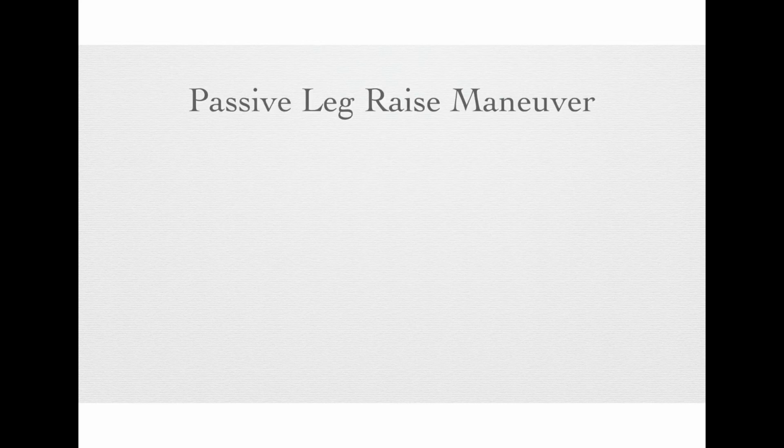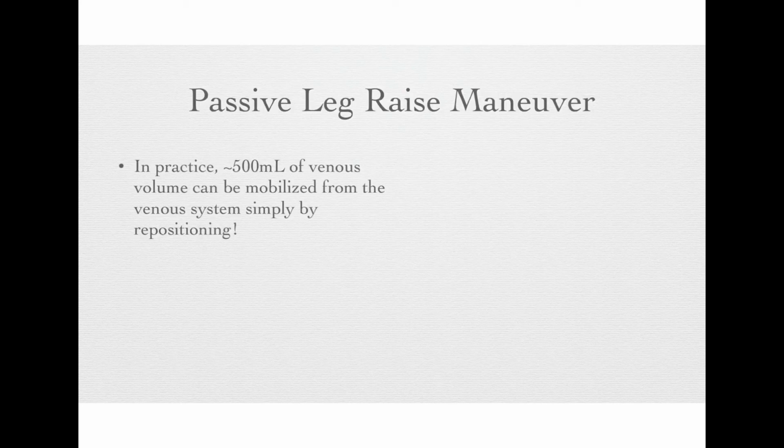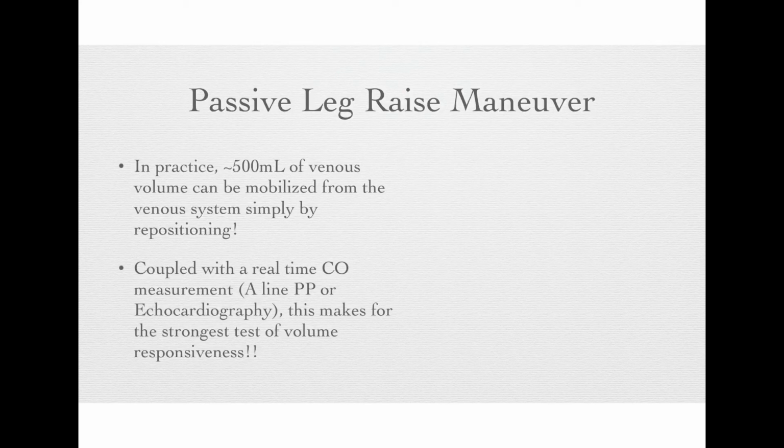Another useful bedside trick we can use to assess volume responsiveness is the passive leg raise maneuver. This works very well in patients who have both of their legs, who haven't been amputated, since approximately 500 milliliters of venous blood rests in the lower extremities and can be mobilized by raising the legs. Once you do this, all you need is a method of assessing the patient's stroke volume or cardiac output in response to this maneuver, and you'll be able to directly assess whether they're likely to be volume responsive.